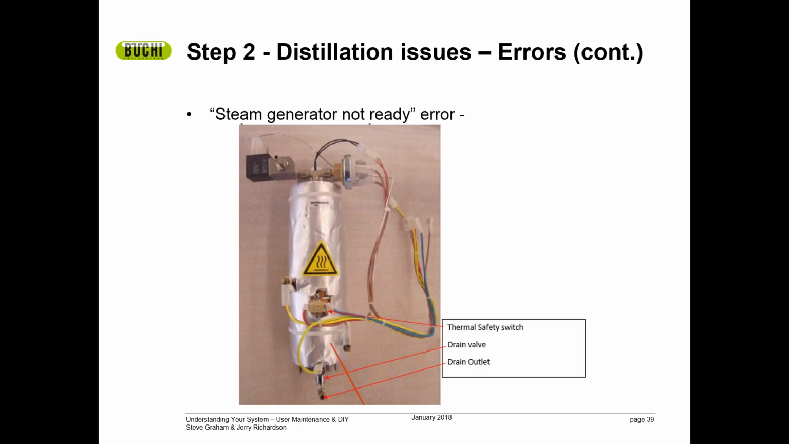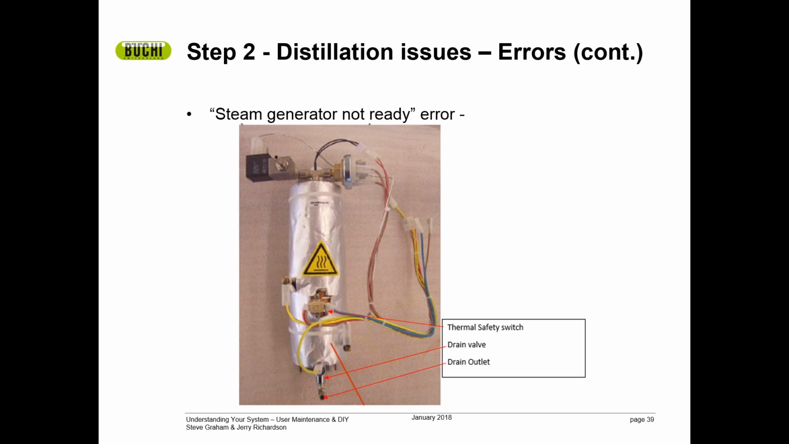Okay, let's move on to steam generator issues. There's a lot of interesting reasons for steam generator issues, and we can diagnose many of them. You can diagnose those yourself in many cases. This is an image of the steam generator by itself. Now I want to draw your attention to three areas: the drain outlet, the drain valve, and the thermal safety switch. These are areas that will help you determine or diagnose the problems that can be associated with the steam generator.